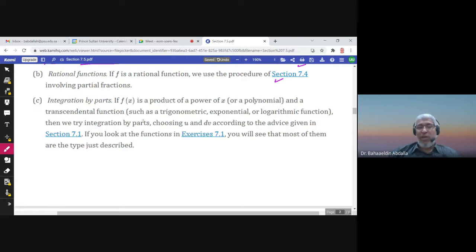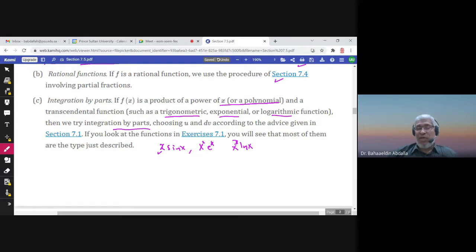Integration by parts. Is it a product of x or a binomial or a polynomial times trigonometric function? Is it x times sine x or times cosine or times tan? Is it x times e to the x or x squared or whatever? Is it x cubed times ln x, for example? If it is one of these examples, polynomial or power of x times trigonometric or exponential or logarithmic, then immediately you use integration by parts.